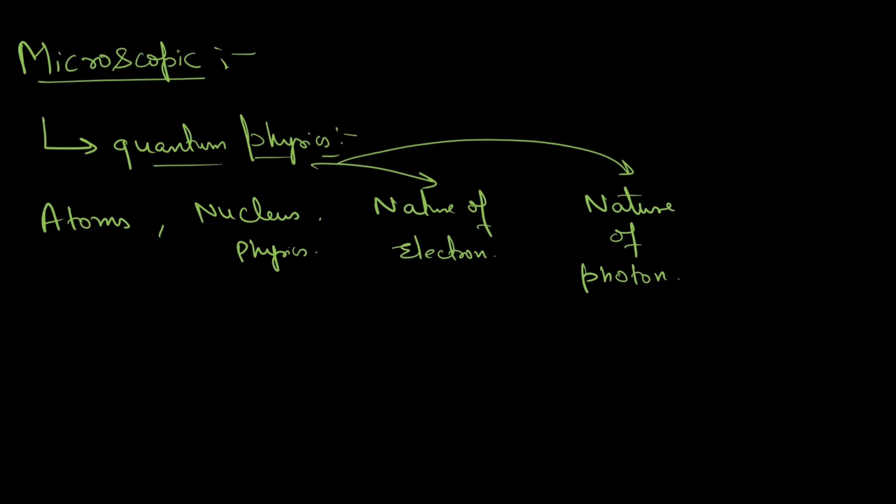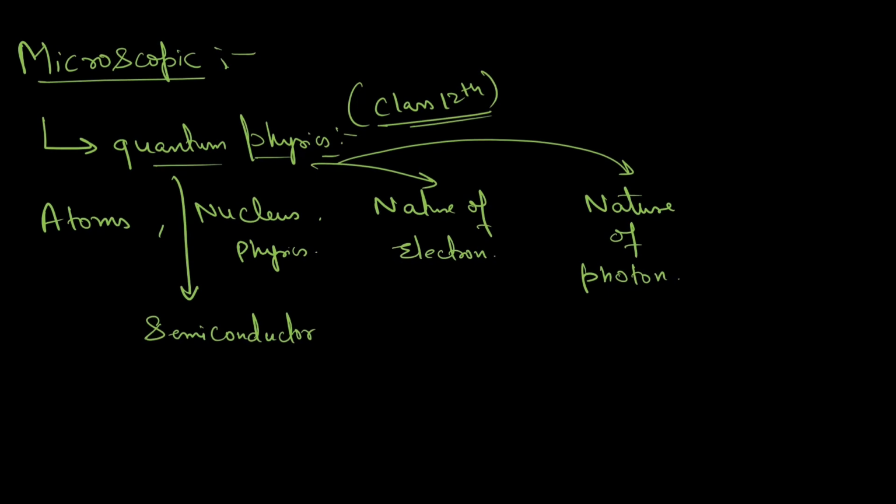Okay, nature of photon. Then you are going to study semiconductors also. What is a semiconductor? Simple example: you have an LED TV at your home, an LED bulb. So these are the things. All of it is in class 12th. No part in class 11. This is in chemistry only, atomic structure. So these are the syllabus or scope of physics.